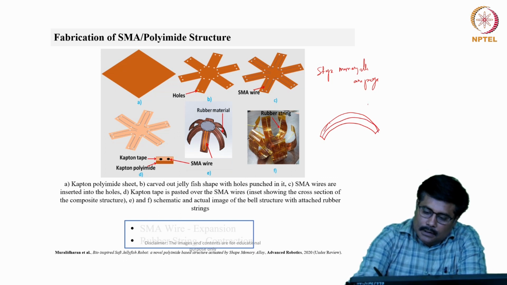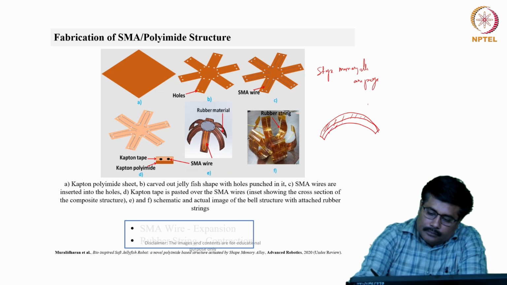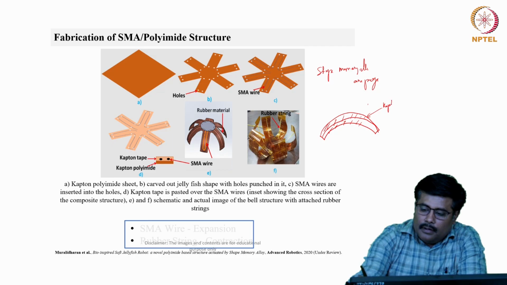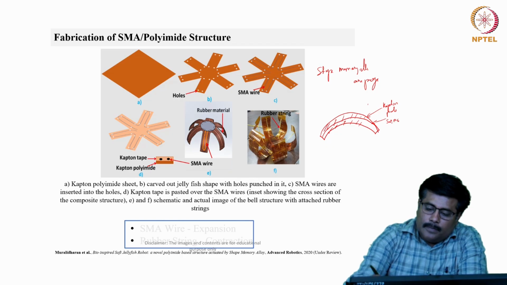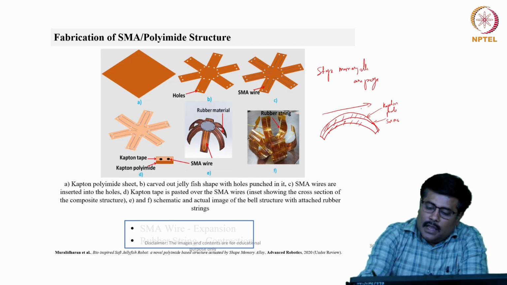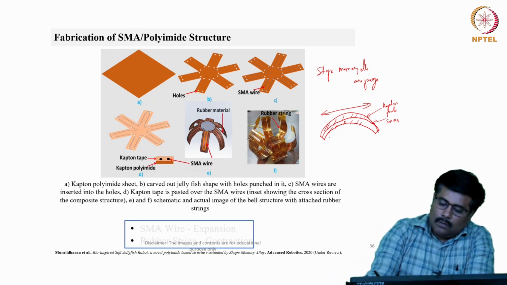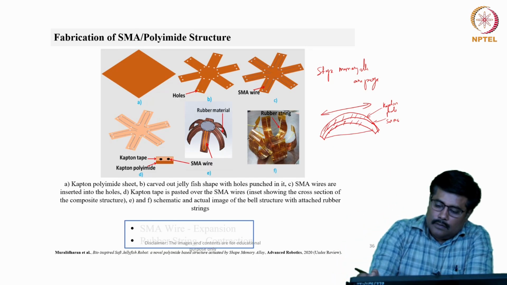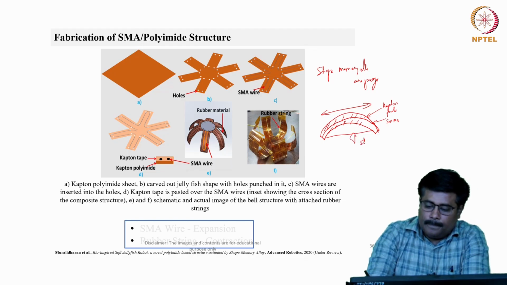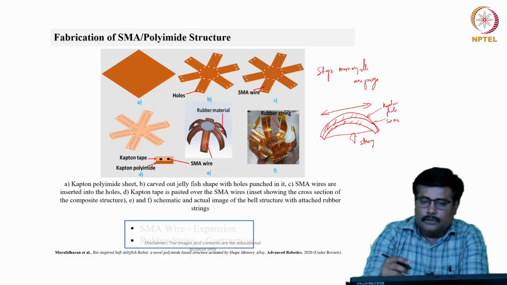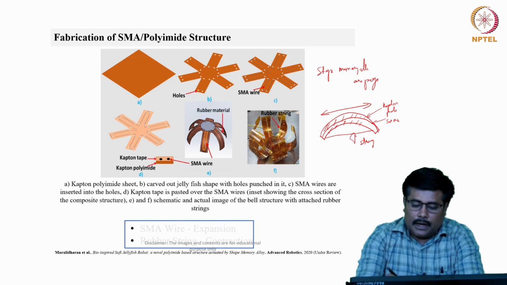This is kind of a Kapton polyimide. This is an SMA structure. So this SMA structure has a capability to actuate in a straight phase. Now what we are trying to do is, we are trying to integrate a string. So this is a kind of a rubber string.